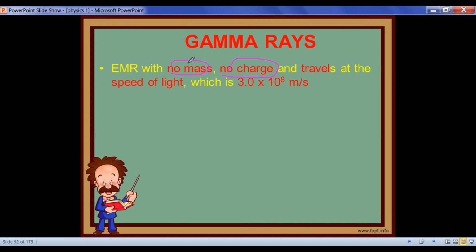Ang alpha po natin, yung mass niya is 4. Yung charge niya is 2. Yung beta po natin, mass is 0, also no mass, and the charge is negative 1. Ang gamma rays naman po, no mass, no charge, and the speed is constant, the speed of light, which is 3.0 times 10 to the power of 8 meters per second.